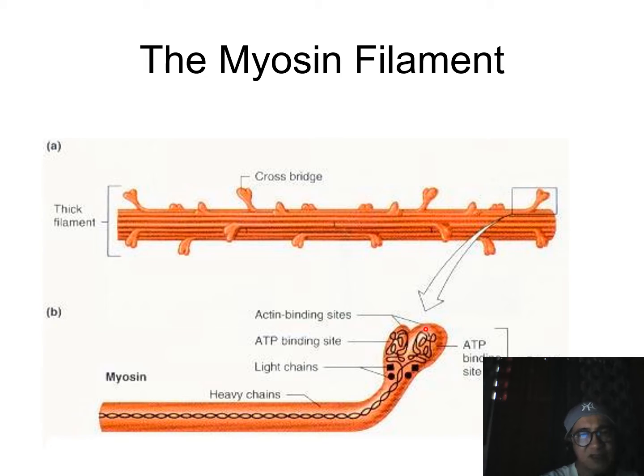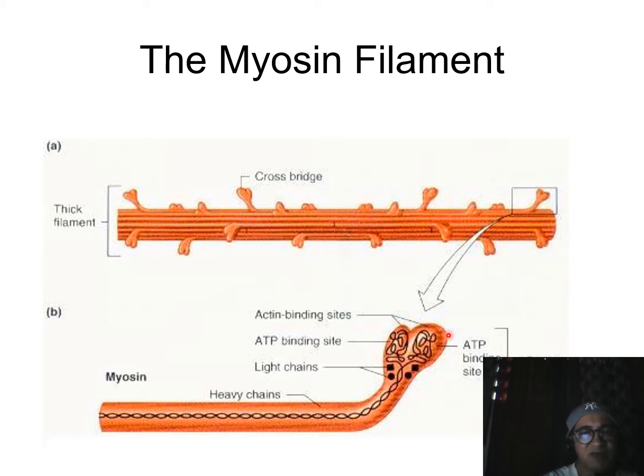Each myosin head contains two binding sites. One is a binding site for actin filaments, and the second binding site is for ATP. This second binding site also has an enzyme called ATP hydrolase that can dephosphorylate ATP, thereby releasing energy for the connections made by the myosin head to the actin filaments.